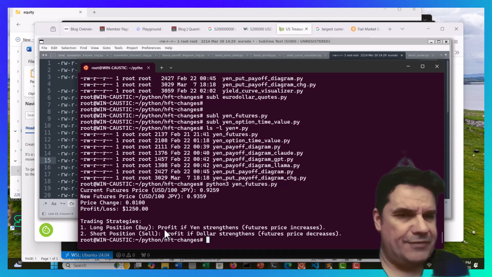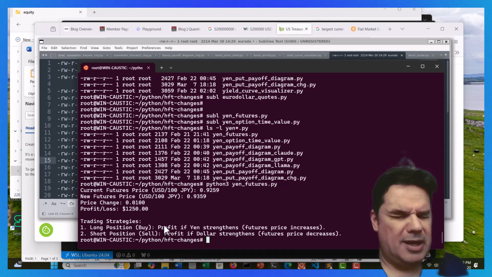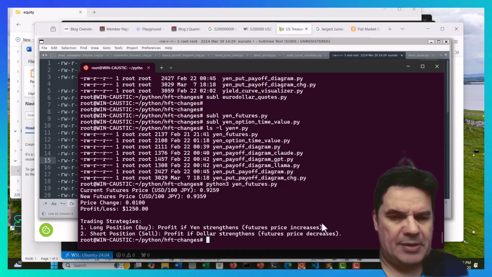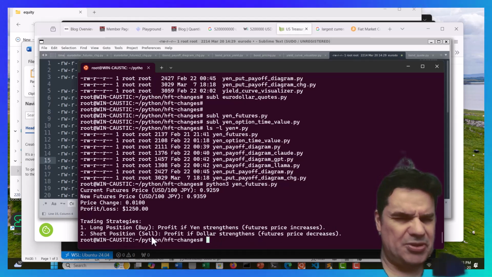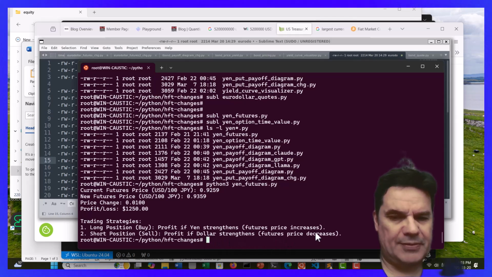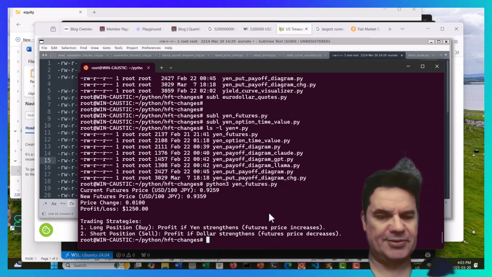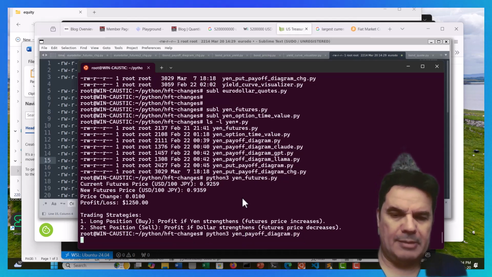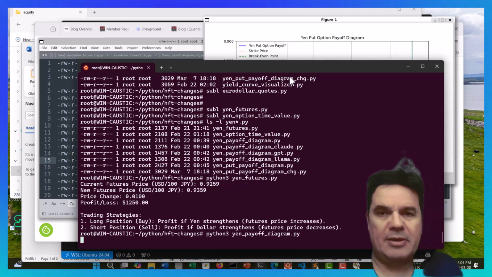Again, I've talked about the arbitrage, hedging, all that kind of fun stuff. Here, if you do a long position or buying, you profit if yen strengthens. For the short position or selling, if the dollar strengthens, future prices decrease. Okay, that's all fine. In here, I can show you a payoff diagram. I've probably shown this before. Let's just see if it generates something here.